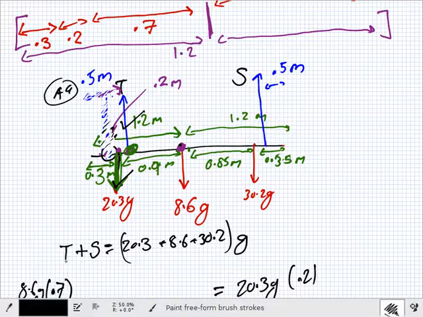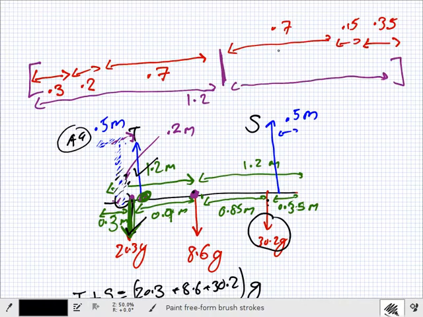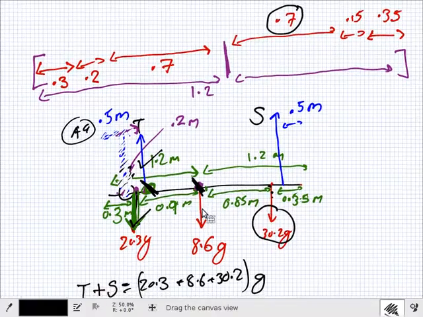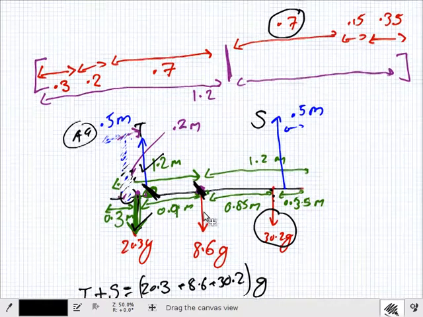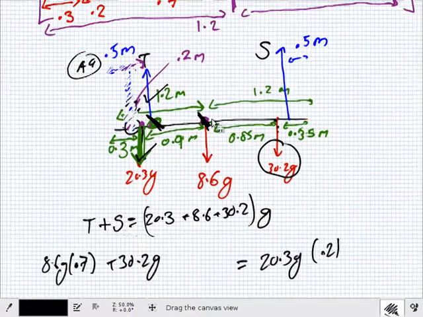Yeah? Now, what about this one here? Clockwise or anti-clockwise? Clockwise, this one. Clockwise, so that goes on the left. And what's the distance? It's going to be this one, from here to here, plus from here to here. Yeah? So that's, what's that? 1.4. Right?